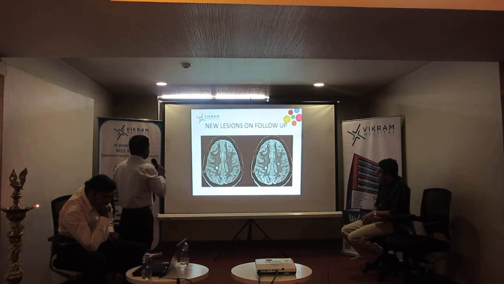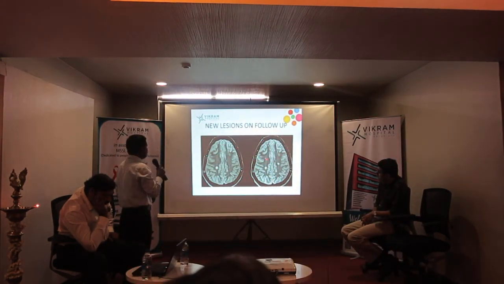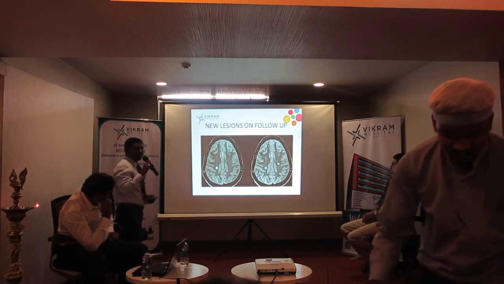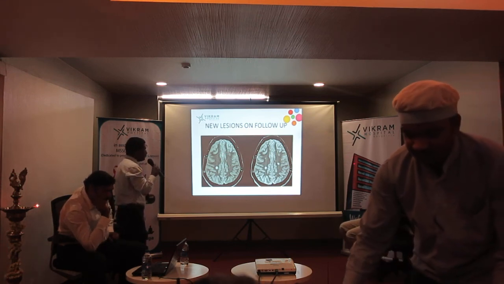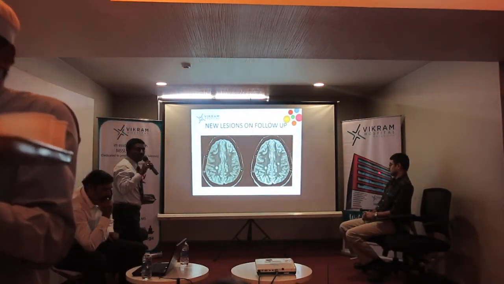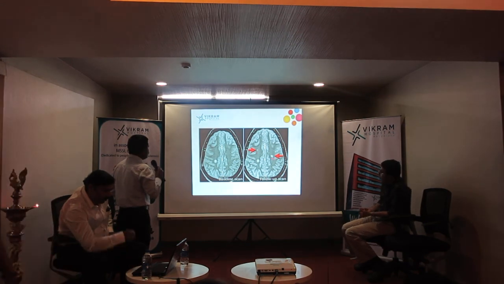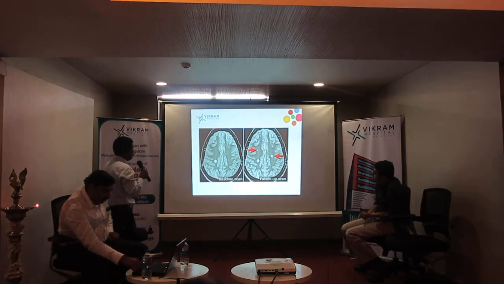And in this one, as you see, there are two new lesions. This lesion is there. Here two lesions are there. These two were present previously. But this one and this one, these two have appeared after 6 months. It indicates this is not responding to treatment, or these two are new lesions, or the patient is progressive. As I said, these two are new lesions. Just I marked them.